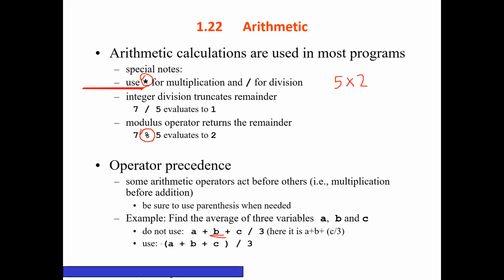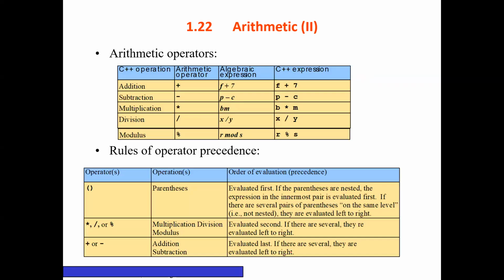So if you want to do that, a plus b plus c has to be in brackets so that this will be getting more precedence. The brackets have got more precedence than any other operator. So if you are including something in a set of brackets, that will be evaluated first. In this case, a plus b plus c will be calculated first, and then this will be divided by 3. So you need to keep in mind the operator precedence for writing correct mathematical expressions.